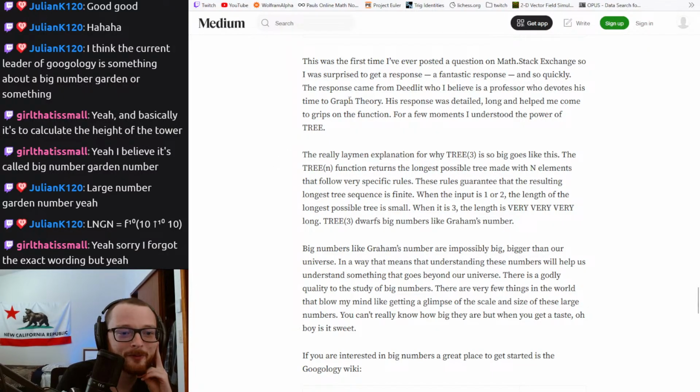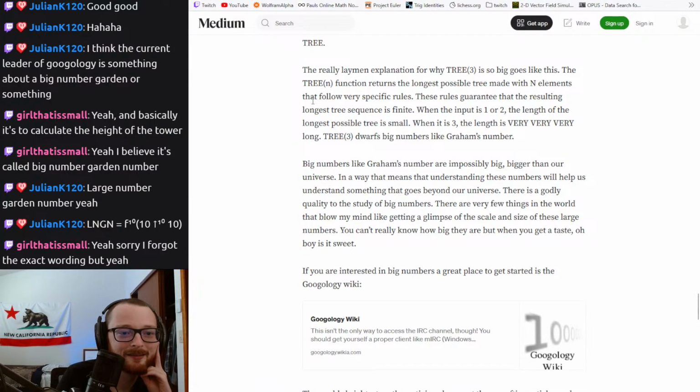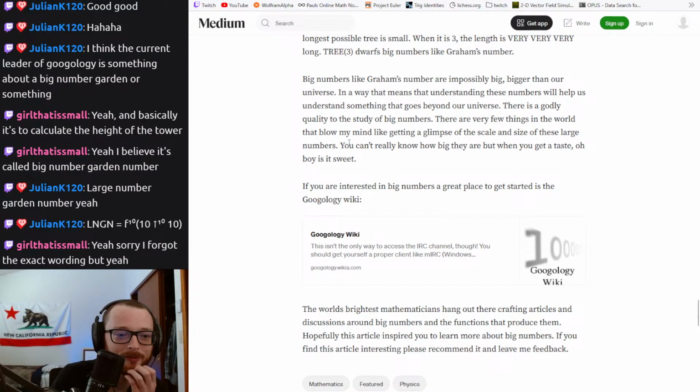Wow. Got an actual response from a professor. Talks about graph theory. Okay. Returns the longest possible tree made with n elements that follows very specific rules. Rules guarantee the resulting longest tree sequence is finite. Yeah, this is too layman for me.